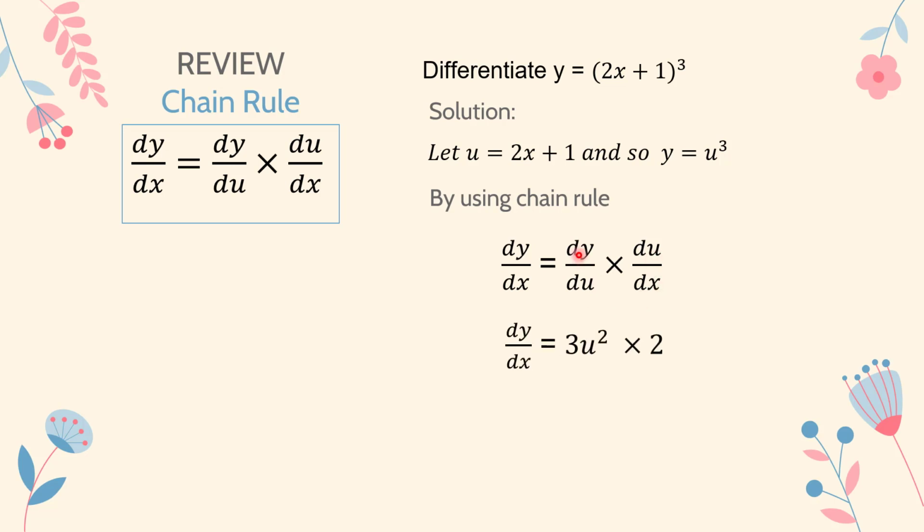So for the dy/du, what you have here is 3u squared. This is the dy/du. And for the du/dx, from 2x plus 1 it becomes 2. So our dy/dx is, we substitute back u with 2x plus 1, and we have 3 times 2 equals 6, and u squared becomes (2x plus 1) squared.